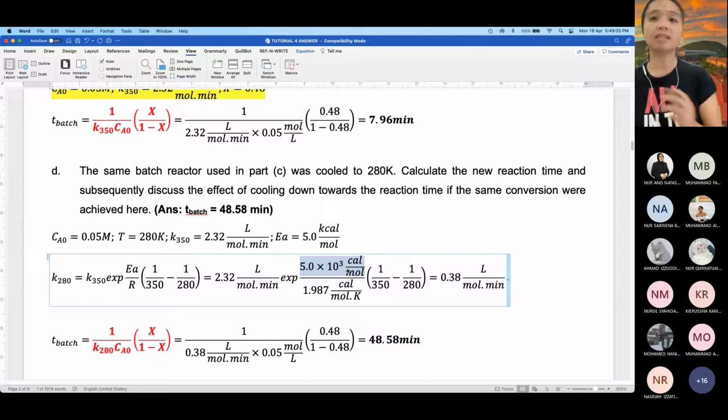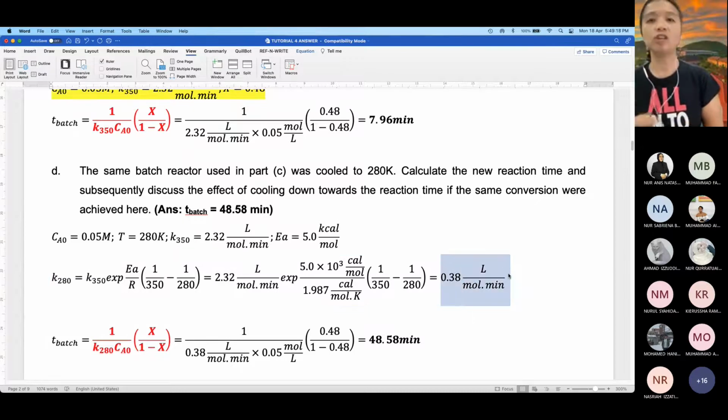Okay, so in this example, saya guna yang K pada 350. Katakan kamu nak guna K pada 300 pun, trust me, you will still get the same K at 280, which is 0.38. Alright, so you will get the same 0.38. Okay, kamu takkan dapat lari. Kamu guna mana-mana combination pun, if you calculate correctly, K at 280 is 0.38. So you will replace the K with 0.38.